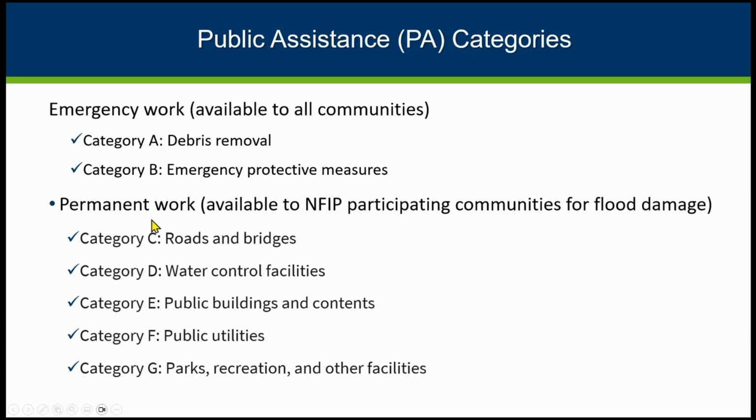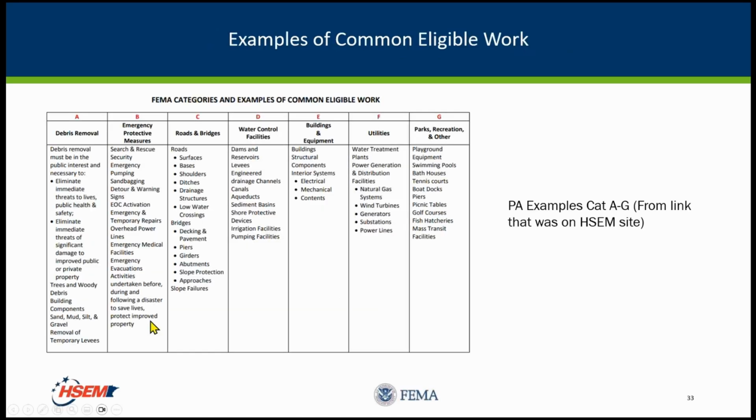But then when we're talking about the permanent work categories, if categories C, D, E, F, and G get declared, that reimbursement is only available to participating communities that participate in the National Flood Insurance Program. Homeland Security's got a little bit more full list. That link's not working right now either, but basically they have just a sheet that shows a little bit more about what's included in each of those categories.